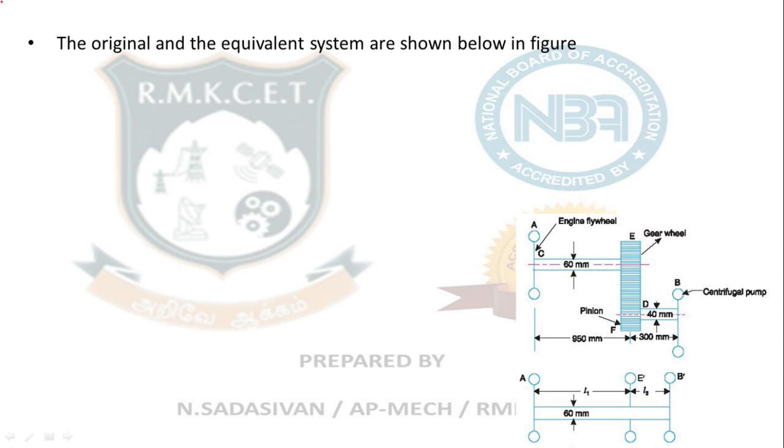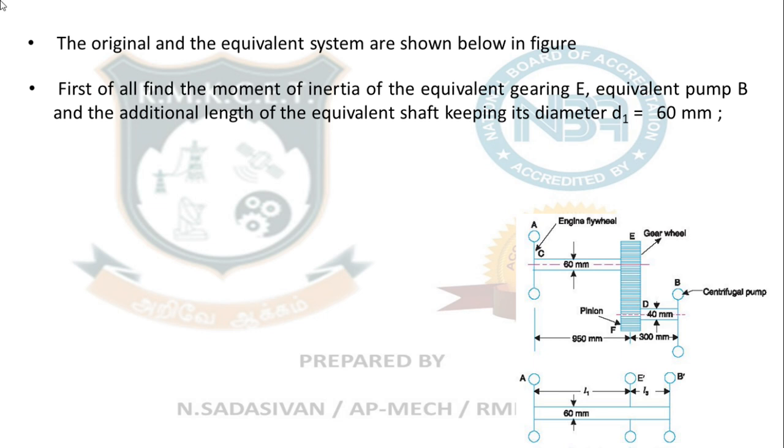So this is also called equivalent gearing. So this is E, this is E dash. I am replacing it with the dynamically equivalent rotor. So E is replaced with E dash, B is replaced with B dash. So first of all, find the moment of inertia of the equivalent gearing E, equivalent pump B, and the additional length of the shaft with the equivalent shaft diameter, first diameter D1, 60 millimeter.